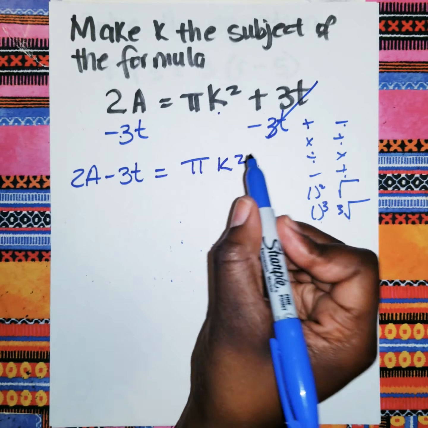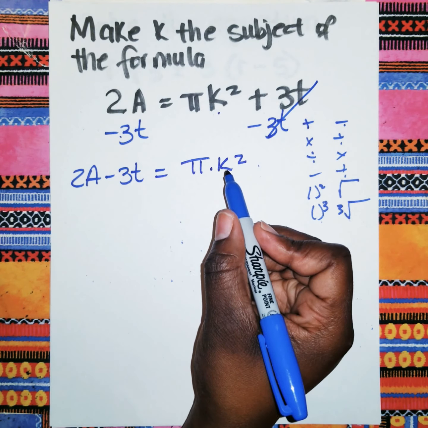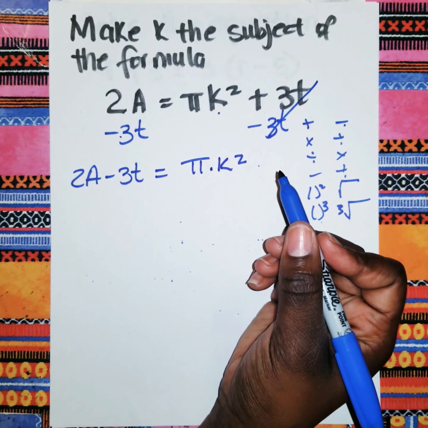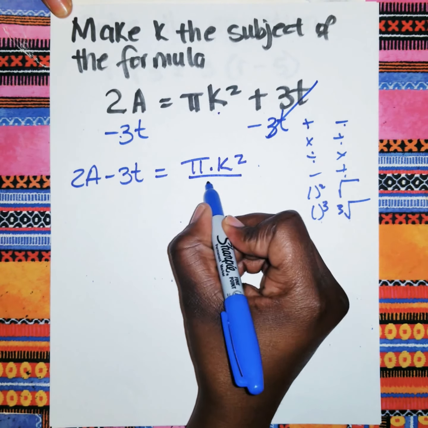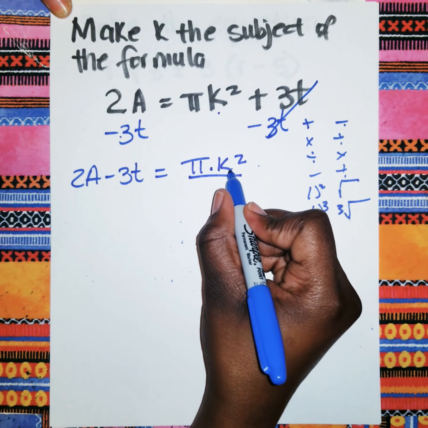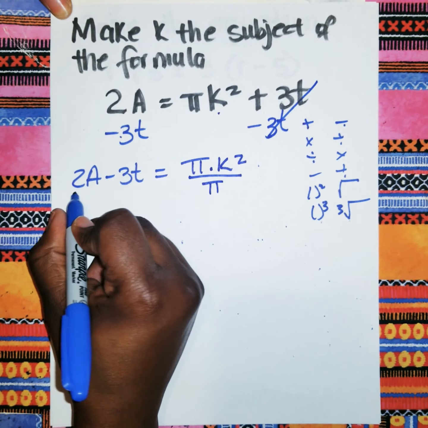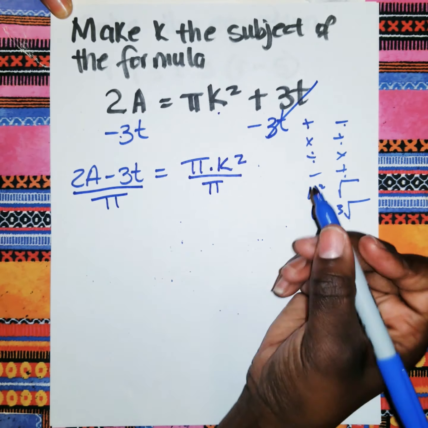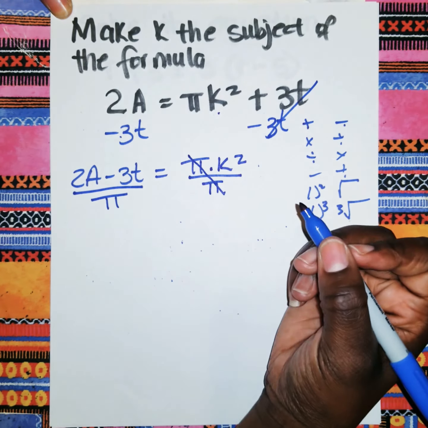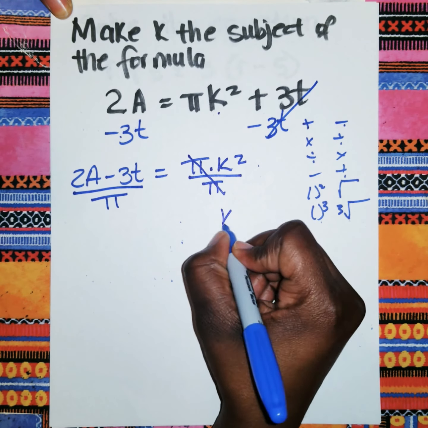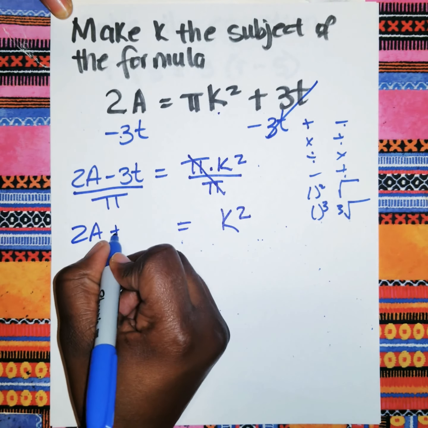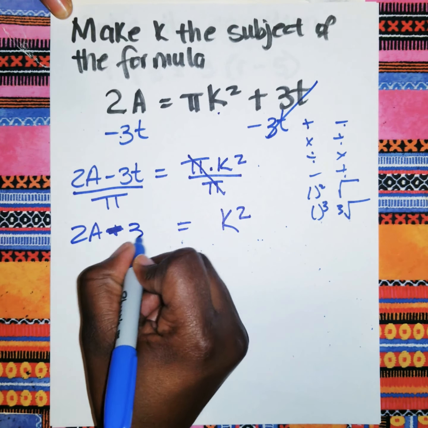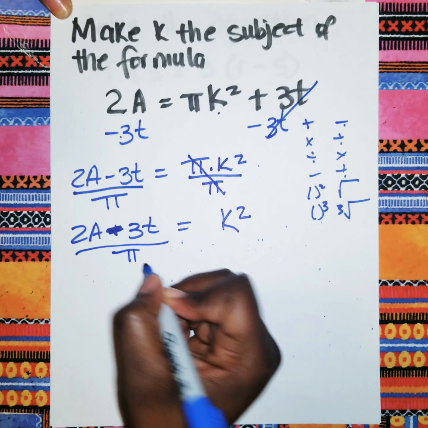So from here we see that the pi and the k square are multiplying, so we do the opposite operation, which is dividing. So we divide both sides by the pi because we want the k, so we can't touch the k as yet guys. On this side the pi's will cancel, so we are left with k square, and that's equal to 2a minus 3t all over pi.